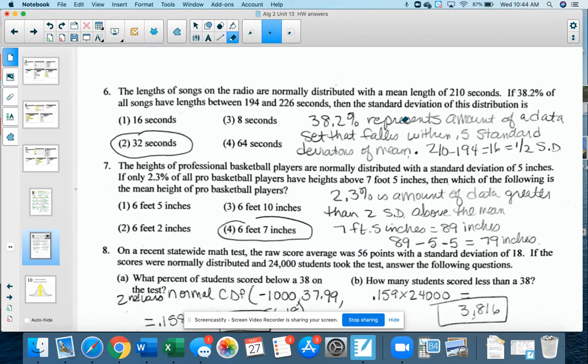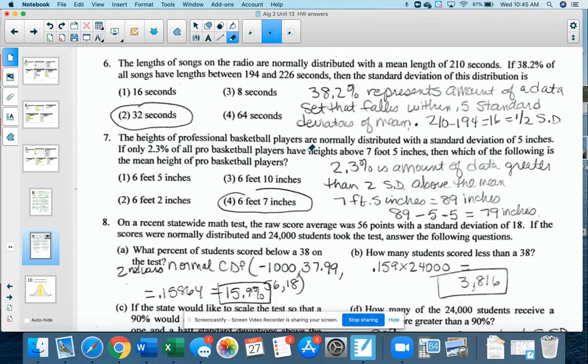So since 38.2% is the amount of data that's within half a standard deviation of the mean, if I take 210, that is the mean length, and I subtract 194, that's 16. That's a half a standard deviation. So 210 minus 194 is 16, and that is a half a standard deviation. So a full standard deviation is 32 seconds, double that.